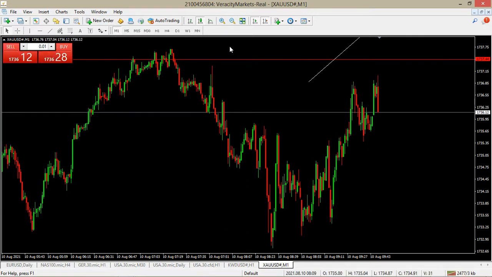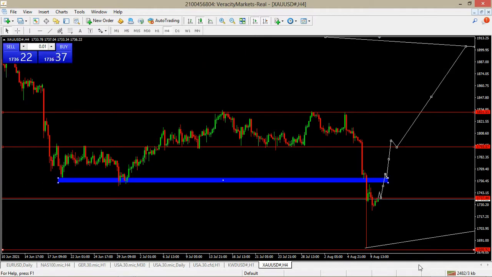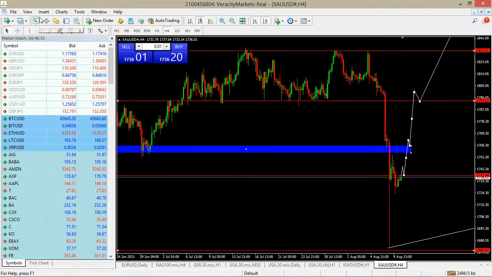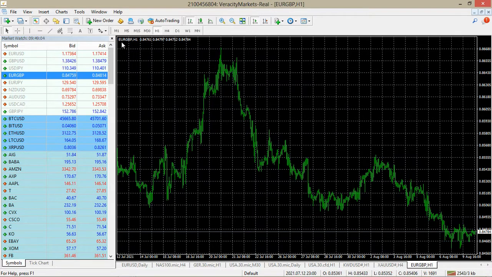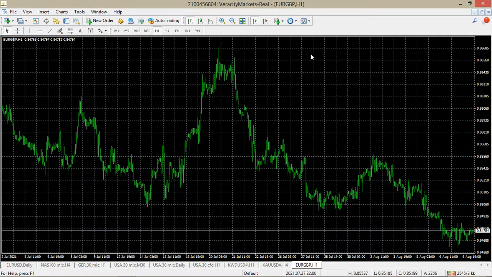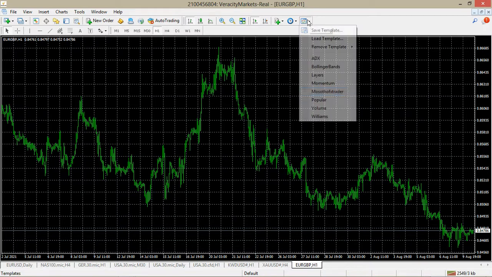Now, as I was saying to you guys, we are done with analyzing gold. We'll be analyzing Euro GBP, where we see what's happening. At the moment I'm just going to open this chart. I'm not trading it at the moment. I'm just going to open it and analyze it for you guys, because we still have something like 10 minutes.